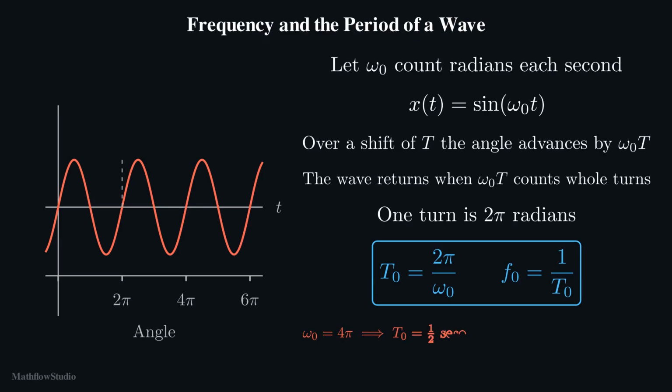For the drawn wave, the angle advances through 2 turns each second, so the fundamental period is 1/2 of a second, and the frequency is 2 cycles each second.